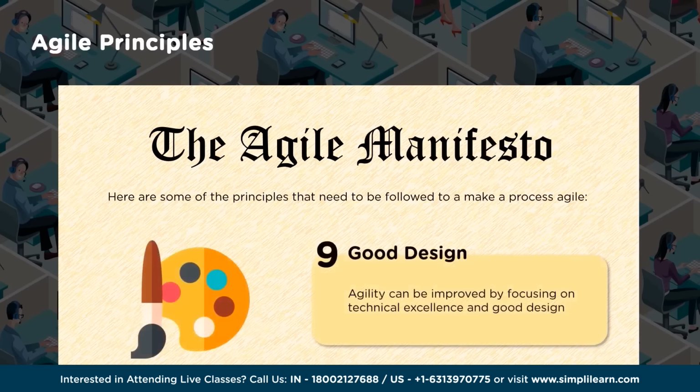Then good design: agility can be improved by focusing on technical excellence and good design. When we say technical excellence and good design, it is very essential to have insight into the product being delivered, the technology being used, the processes, the capabilities, and skills. When all this comes together, when people sit together and focus on creating that product or service, they put effort into designing it appropriately so that it will fit for purpose.